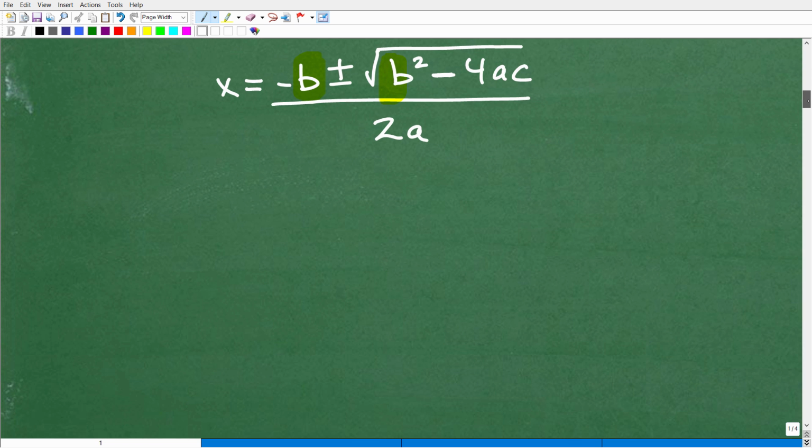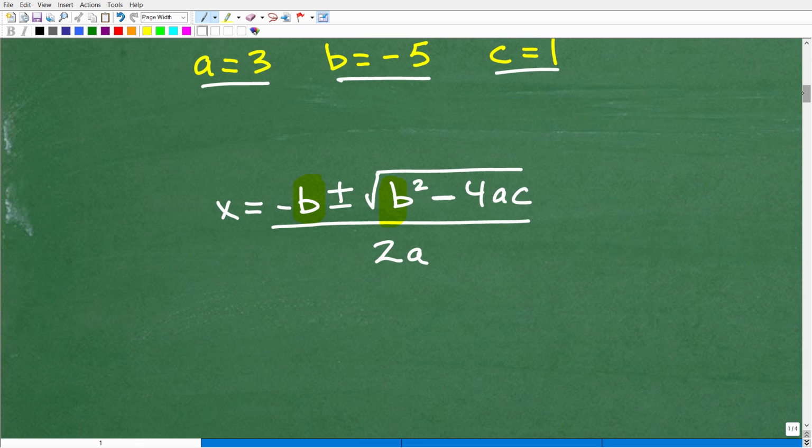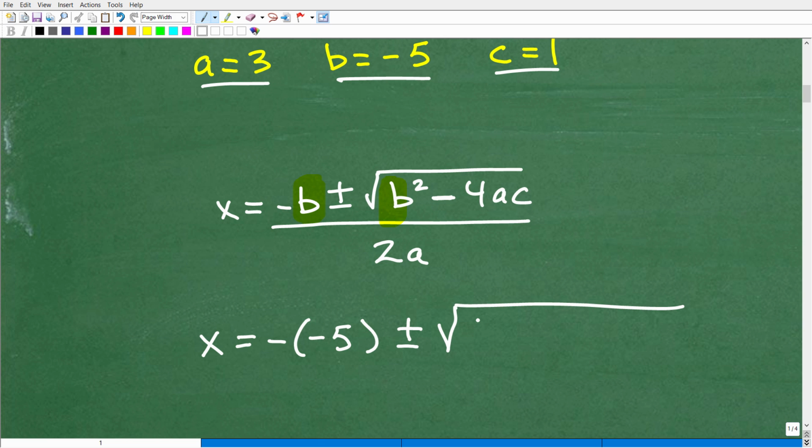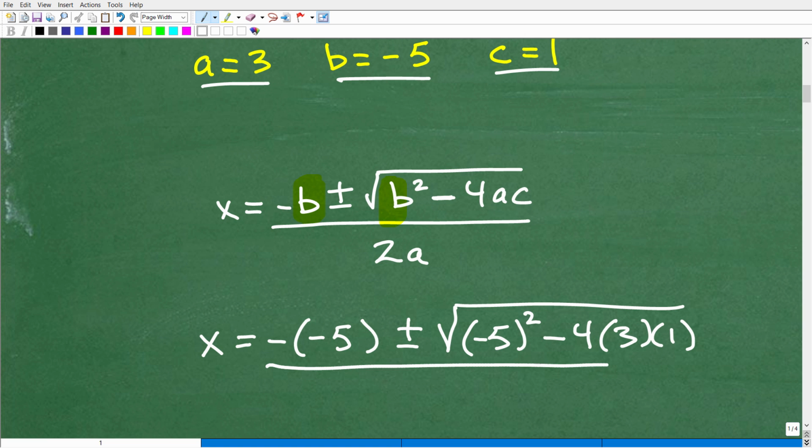Let me scroll up here a bit. Okay, so the setup would be this. x is equal to minus b, so that's minus a negative 5, plus or minus the square root. Give yourself a lot of room when you're doing this. b squared is negative 5 squared, minus 4 times a, which is 3, times c, which is 1, all over 2 times a, which is 2 times 3.